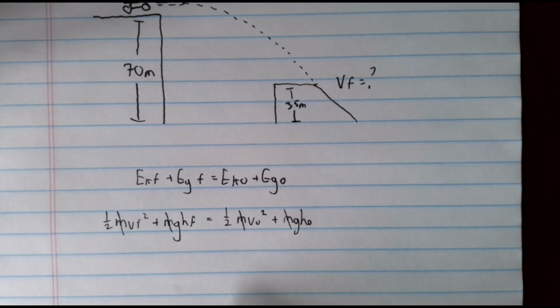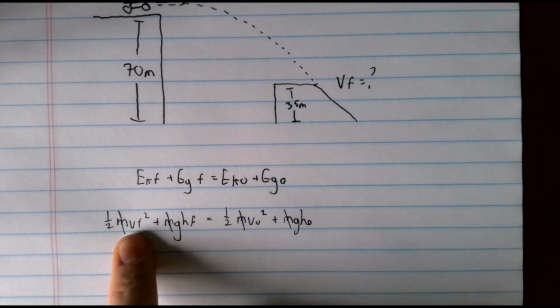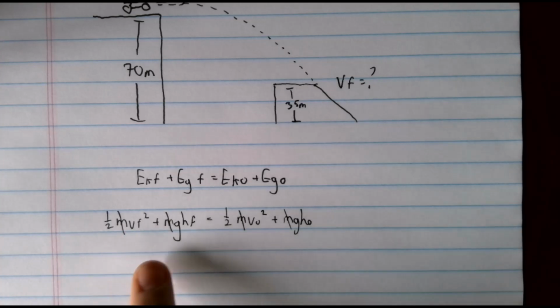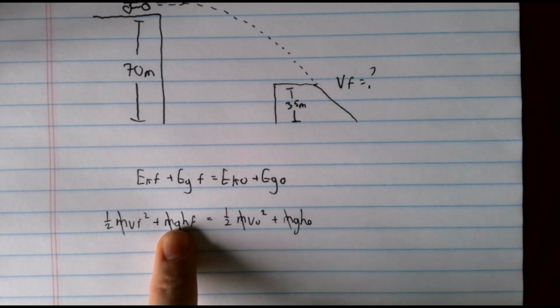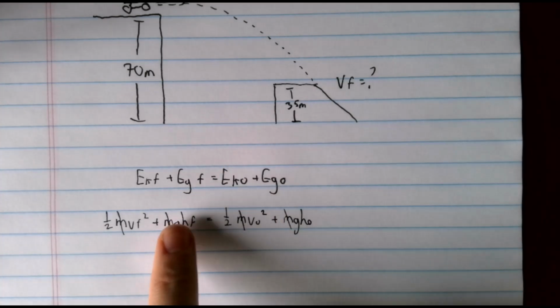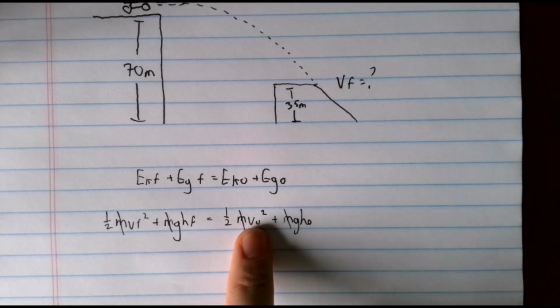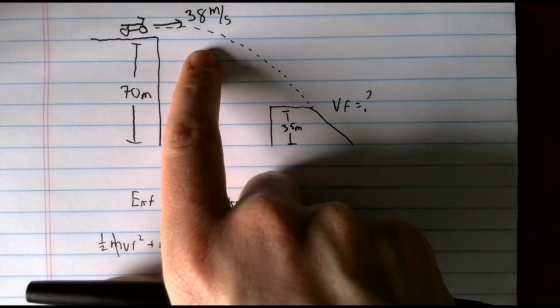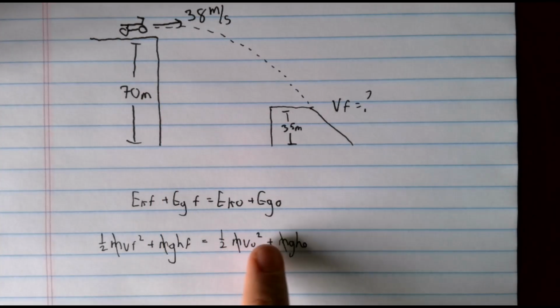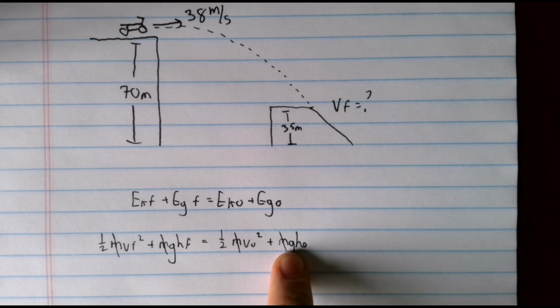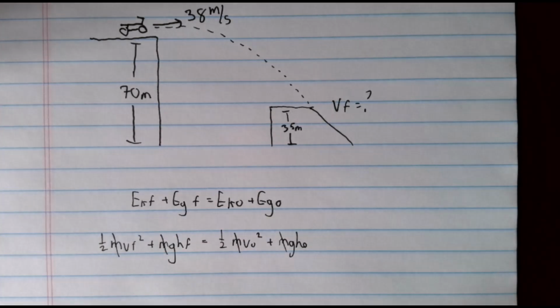Let's see if we can just plug in the numbers. VF is what I'm looking for, so it's okay that I don't have a number for that. Do I have a number for G? Yes, it's 9.8. What's the number for HF? Well, it's right there, 35. We're all good so far. What's the number for VO? 38. All right, that's good. 9.8 again, and 70. That's good.